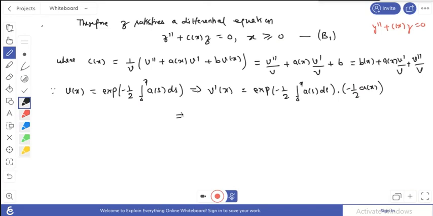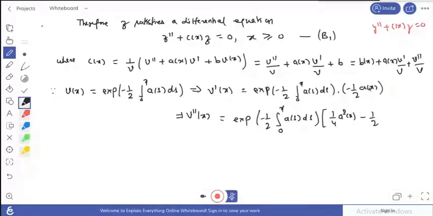Similarly, what is your v double prime? So v double prime is exponential, again differentiating this thing. So this is a minus 1 by 2 integral 0 to x as ds, and here you get if we differentiate this, so this into this becomes minus of minus and minus plus, so this becomes 1 by 4 a square x, and differentiation of that is minus 1 by 2, and differentiation of a is a prime x. Okay, so this is the derivative v double prime.